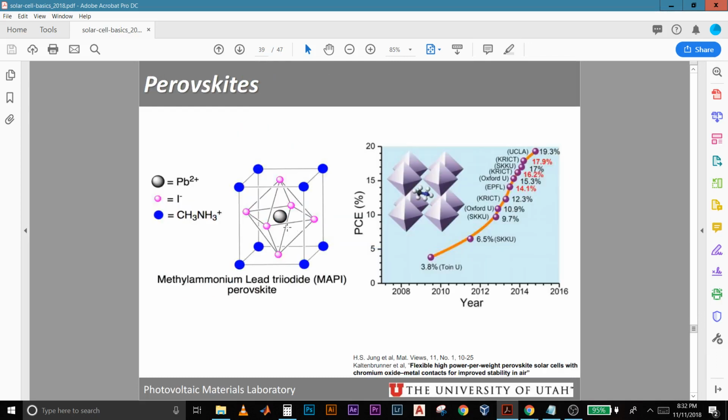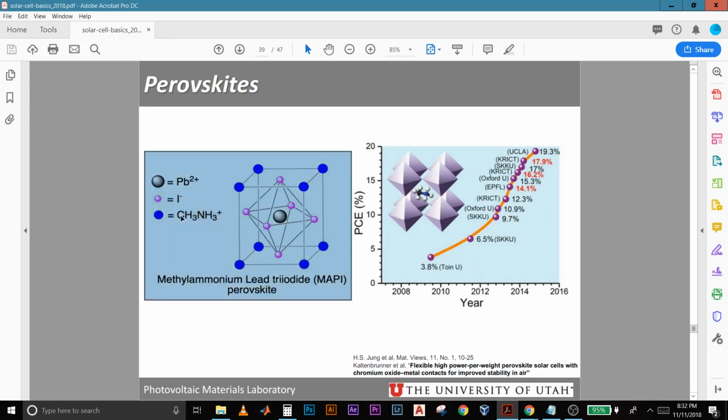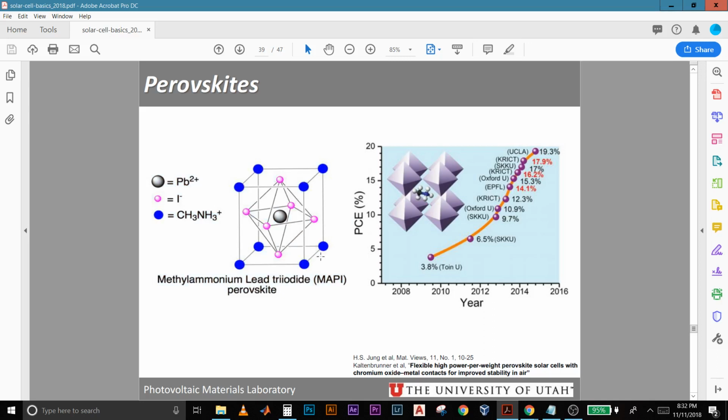So perovskites use a combination of inorganic and organic materials. Over here you can see a methyl ammonium lead triiodide perovskite. The organic part comes from the methyl ammonium, which is shown over here, this lattice with the blue dots, and the inorganic part comes from the iodide ions and the lead ions, which are distributed inside the lattice in this manner.